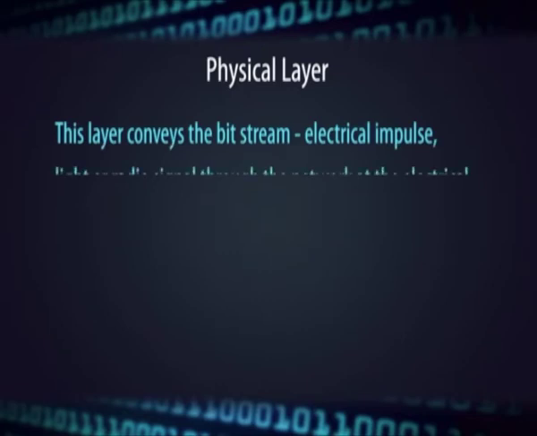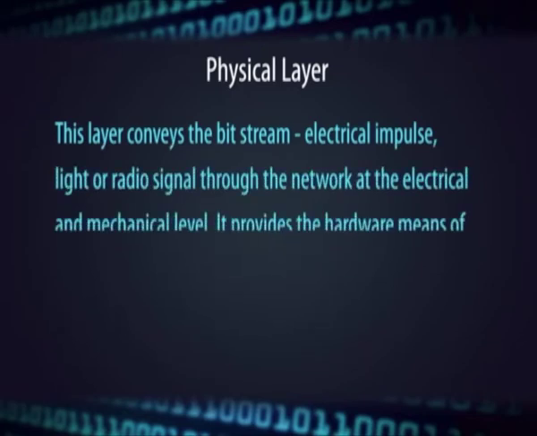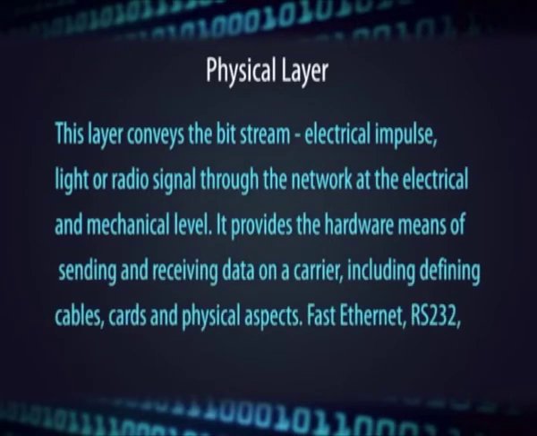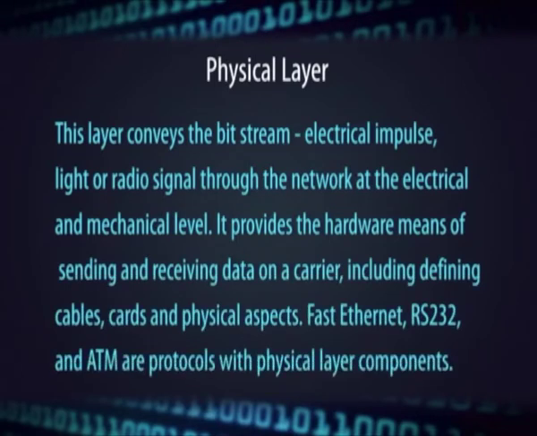First is physical layer. This layer conveys the bit stream, electrical impulses, light or radio signals through the network at the electrical and mechanical level. It provides the hardware means of sending and receiving data on a carrier, including defining cables, cards and physical aspects. Fast Ethernet, RS-232 and ATM are protocols with physical layer components.